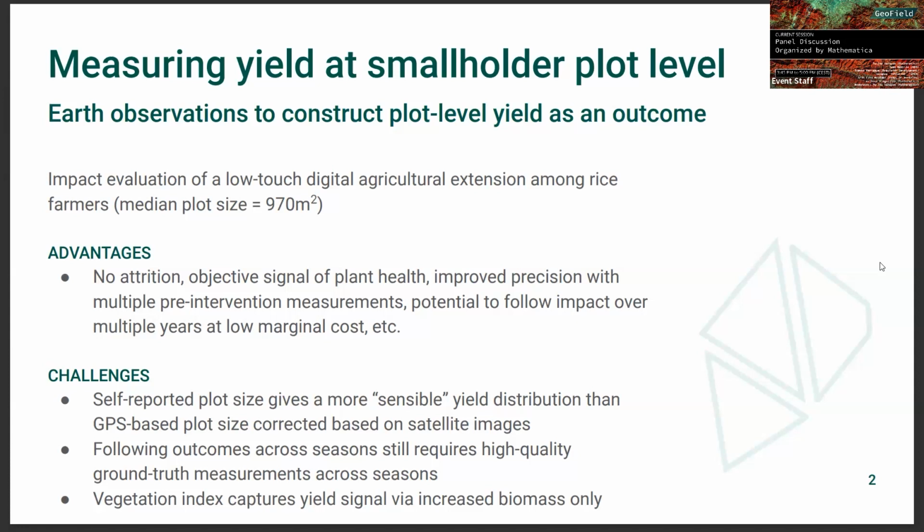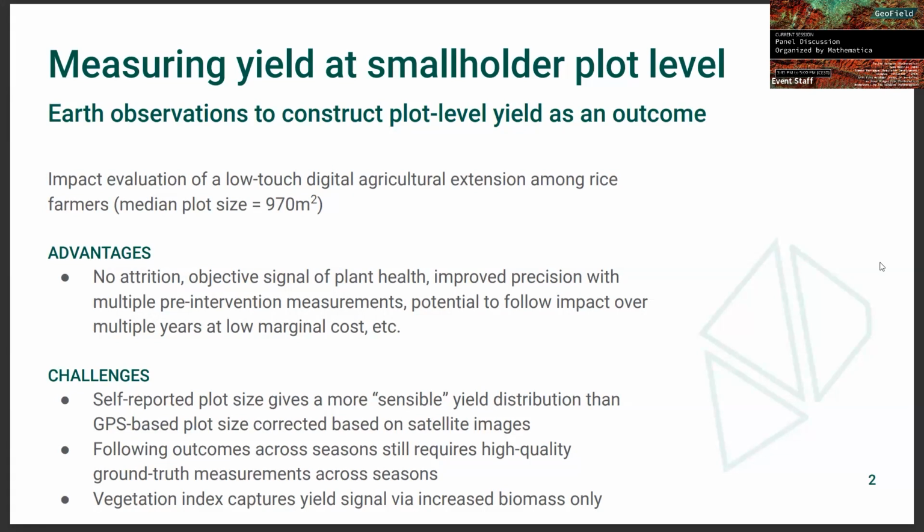And in general, one of the big challenges of these evaluations of light touch interventions like digital agricultural extension is that you need a very large sample size to be able to detect an effect on downstream noisy agricultural outcomes. So using satellites is a very attractive approach, because you can potentially measure impact over multiple seasons, which of course increases power, also allows you to look at the outcomes under different weather realizations with minimal to no attrition at a reasonable cost. So all sounds great.